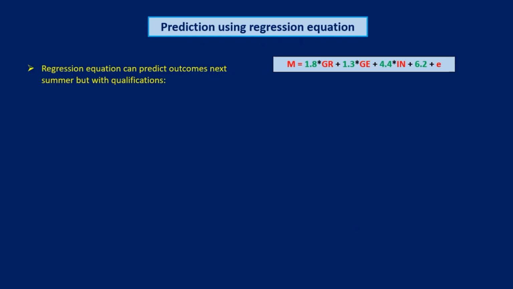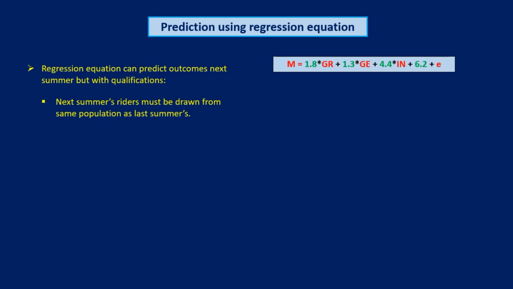First, for the equation to be useful, the population from which next summer's riders will be drawn must be substantially similar to the population that last summer's riders came from. That means they should be entering 9th or 10th grade in the fall and train with riding clubs similar to the apples, oranges, and grapes. And of course, we'll need to know the riders' GR and GE scores.